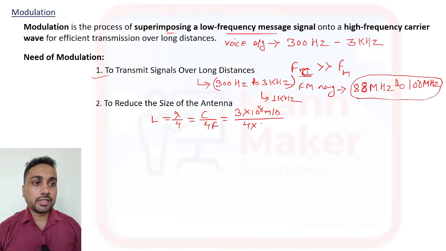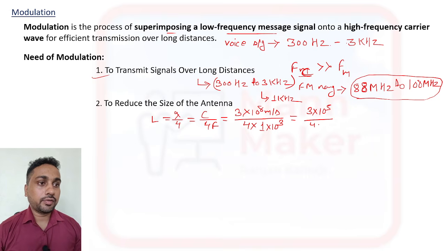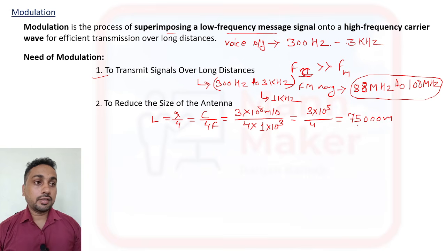So our message signal is how much? 1 kilohertz. 1 kilohertz means 1 into 10 to the power 3 hertz. Now if you calculate this, it will be 3 into 10 to the power 8 divided by 4 into 10 to the power 3, and after calculation you will get 75,000 meter. So a 75,000 meter antenna is required if you transfer a 1 kilohertz message signal.